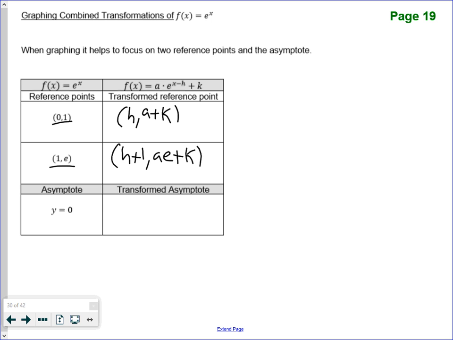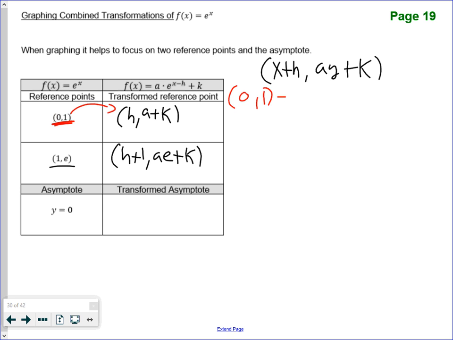But to be honest with you guys, I personally don't like memorizing a bunch of little formulas like (h, a + k) and (h + 1, ae + k). I don't like wasting my time with that. I prefer to just have one main formula and derive everything from that. And that's exactly what we can do with our transformed reference points. Those transformed reference points come from the transformation rule of (x + h, ay + k). So anytime we plug in either of our reference points, let's say (0, 1), into our transformation rule, we'll end up getting that (h, a + k) anyway.